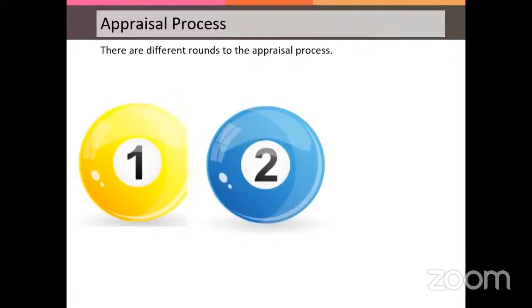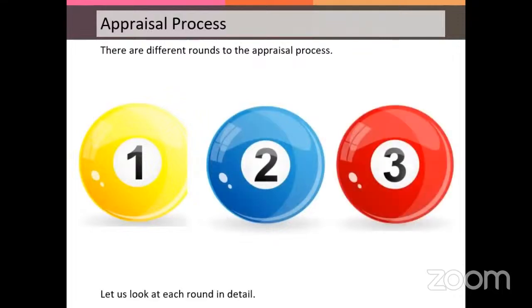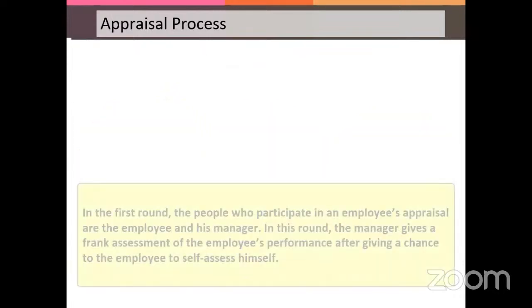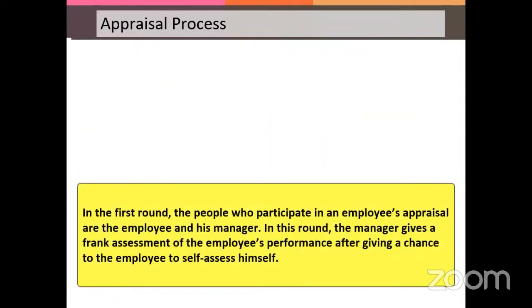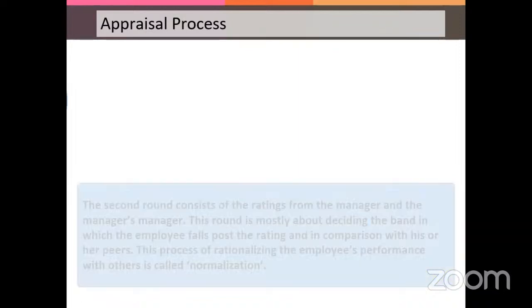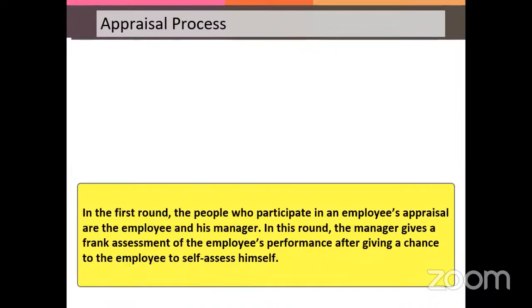Appraisal process. There are different rounds to the appraisal process, and I would like you to pay attention to this and apply it to your own organization. Now, the first cycle is when we have in the first round, the people who participate in an employee's appraisal at this stage in the appraisal process, in the first round, are the employee and his manager. In this round, the manager gives a frank assessment of the employee's performance after giving a chance to the employee to self-assess himself or herself.